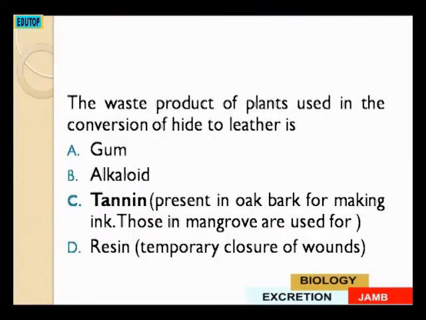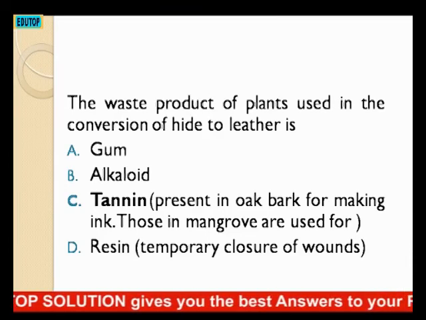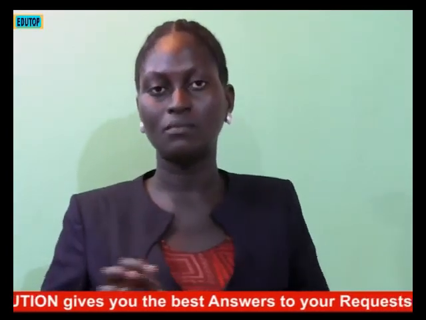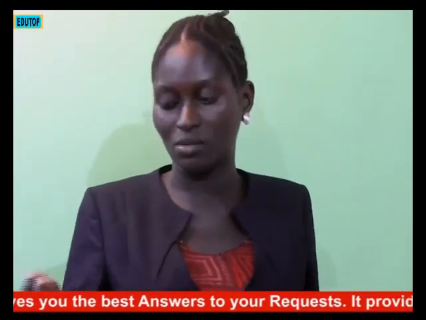Something has been done, and that is called tanning. Tanning is a process where you convert hide to leather. Now, what is responsible? The waste product of plants that is used for that is called tannin. Tannin is present in the mangrove plant, so it's used for tanning hide to leather. Gum is an adhesive. It's a waste product gotten from the bark of plants, oozing out.